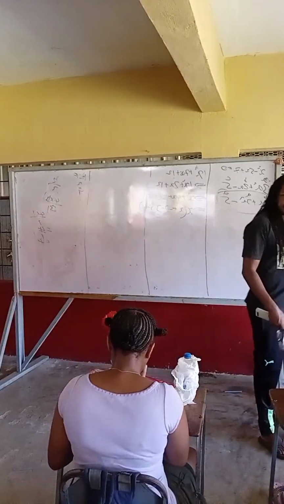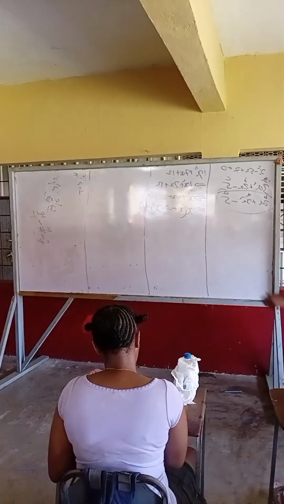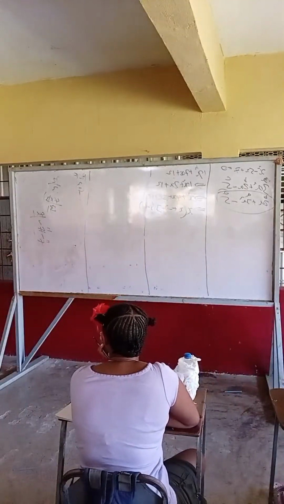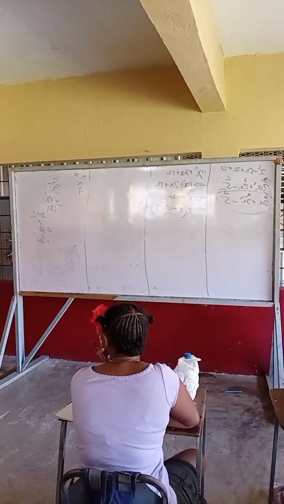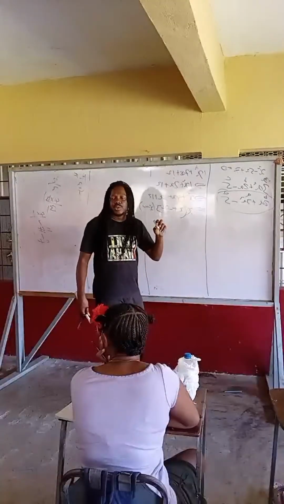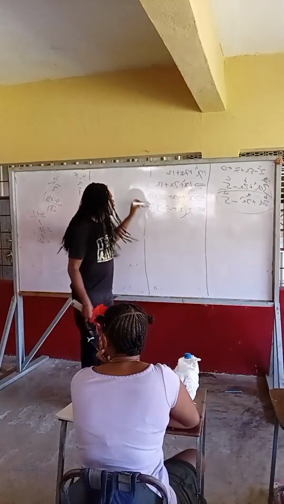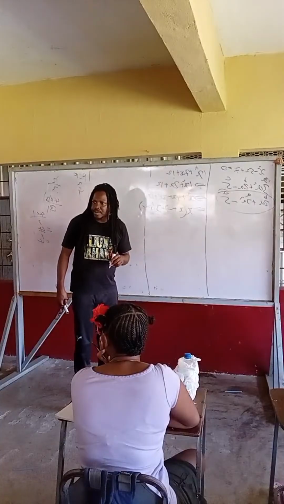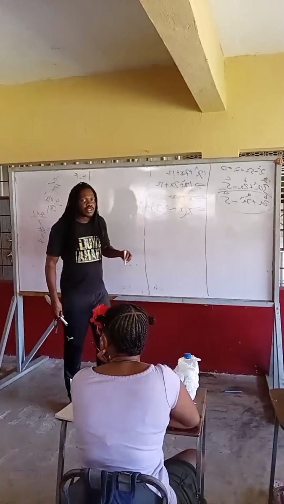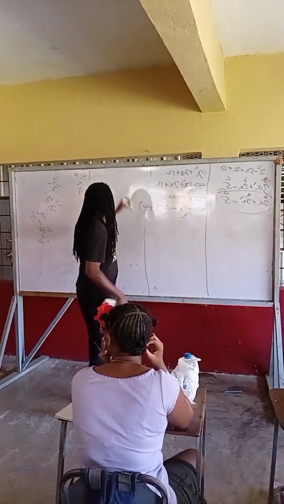Everybody see that? So now I have 2 variables. Suppose I said to you that y equals x plus 4. Everybody, look on the board and take it down. So y equals x plus 4.